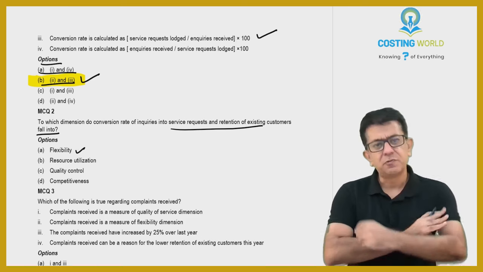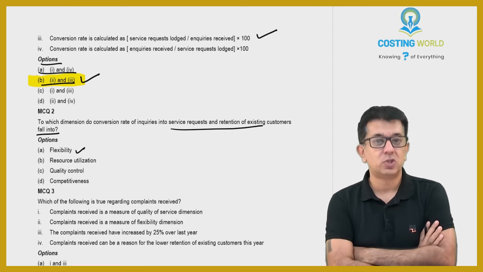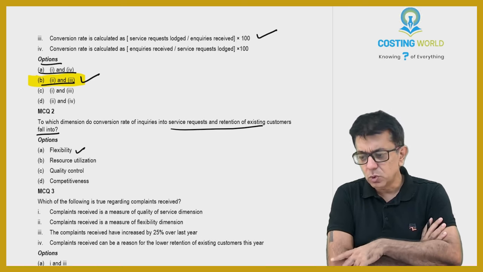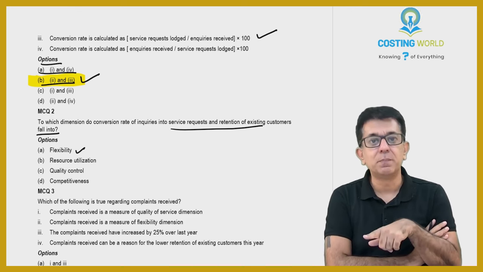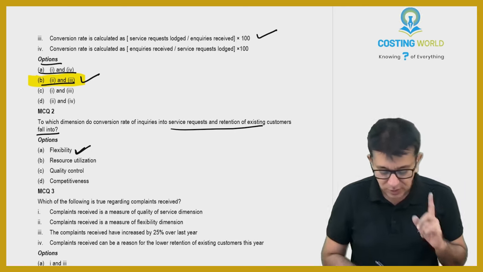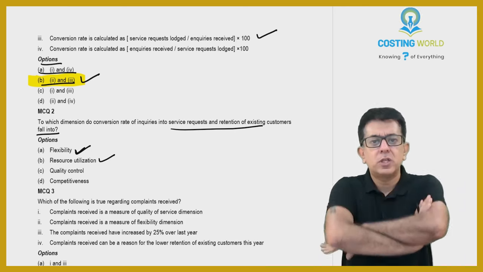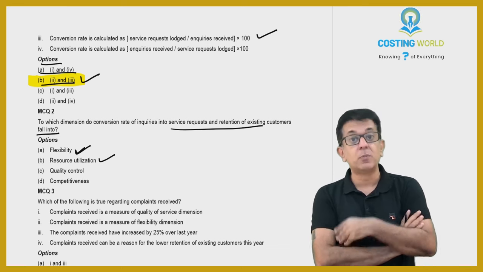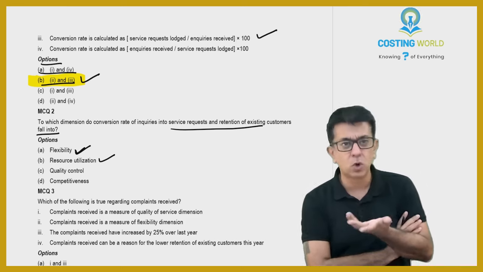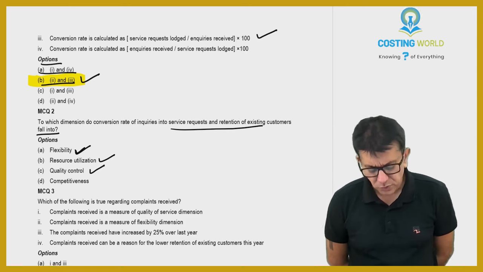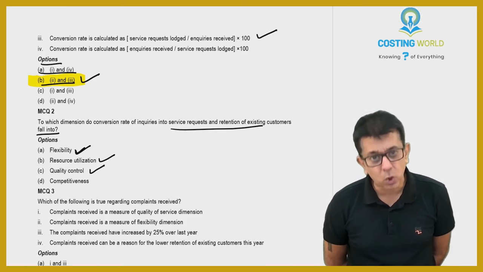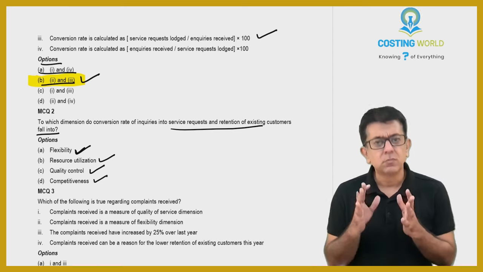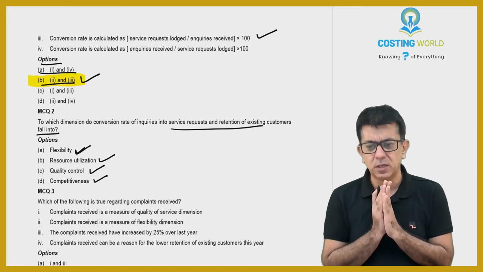Okay, flexibility. See, flexibility is your adaptability to change. Suppose suddenly one new kind of market came to clean the gardens. How fast did this company come out with that new product? That is flexibility. Second, resource utilization. How efficiently you are using your resources. It could mean with how many employees how much work you have done, or how much time the fixed assets are getting used. Quality control: are you providing great quality in your products or not? In this question, it is a service. Competitiveness: how competitive you are in relation to the competition.